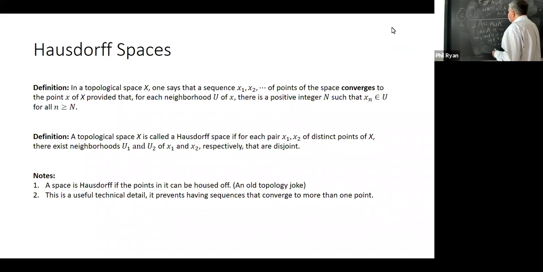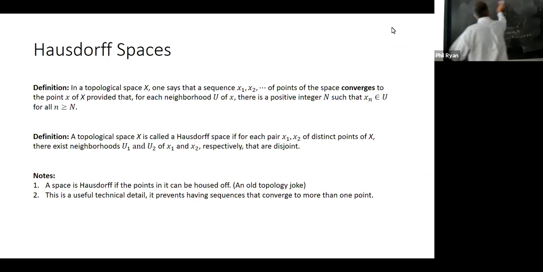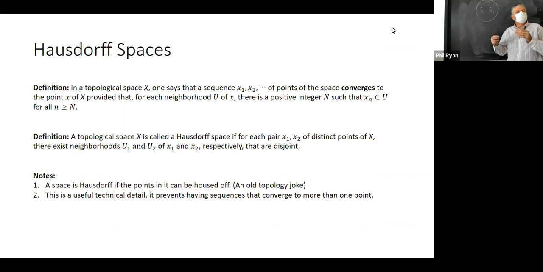Let me show you what I mean by that. If you've got X1 and X2, and there are no disjoint neighborhoods, say the smallest neighborhood containing X1 also contains X2, then every sequence that converges to X1 is also going to converge to X2. Because if there are no distinct neighborhoods, then there's nothing stopping it.